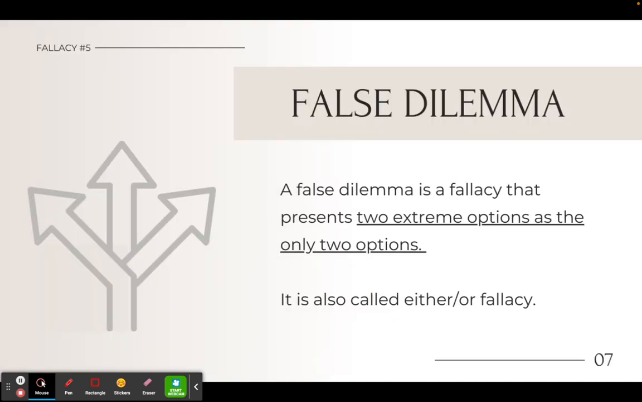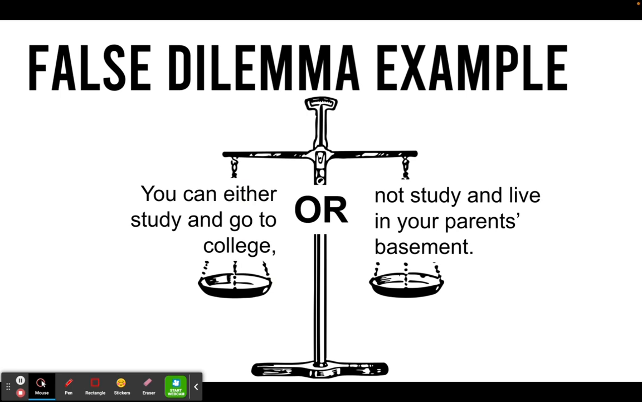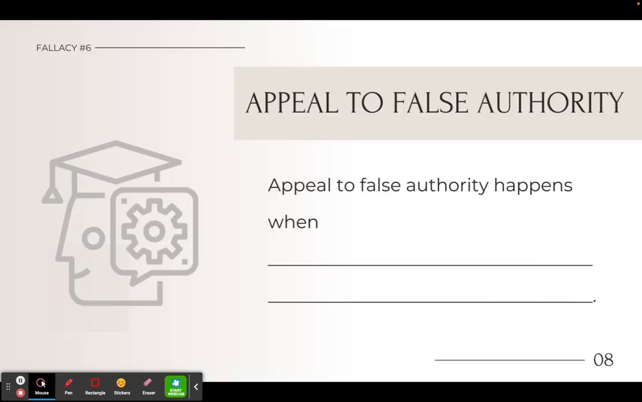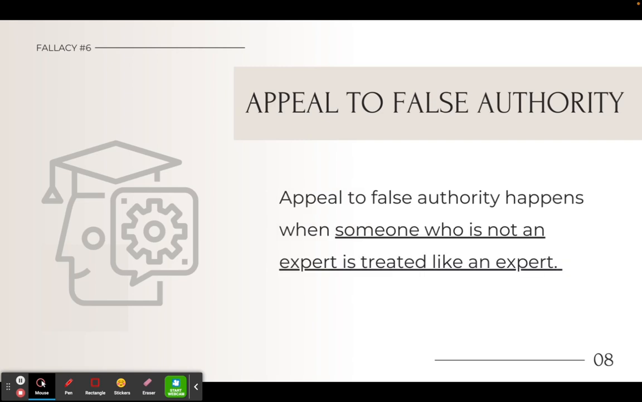False dilemma is a fallacy where there are two extreme options as the only two options. It's kind of like giving an ultimatum almost. So either this or this is going to happen. Appeal to false authority happens when someone who is not an expert is treated like they're an expert. This is kind of like, in advertising when we're looking at ethos, and a celebrity that's a paid actor, endorser of something, they tend to kind of fall in this line sometimes.